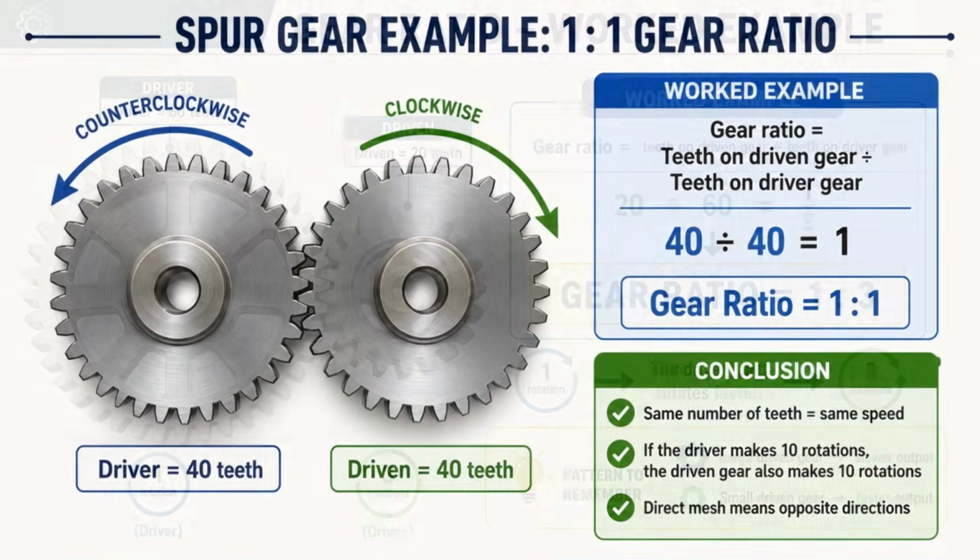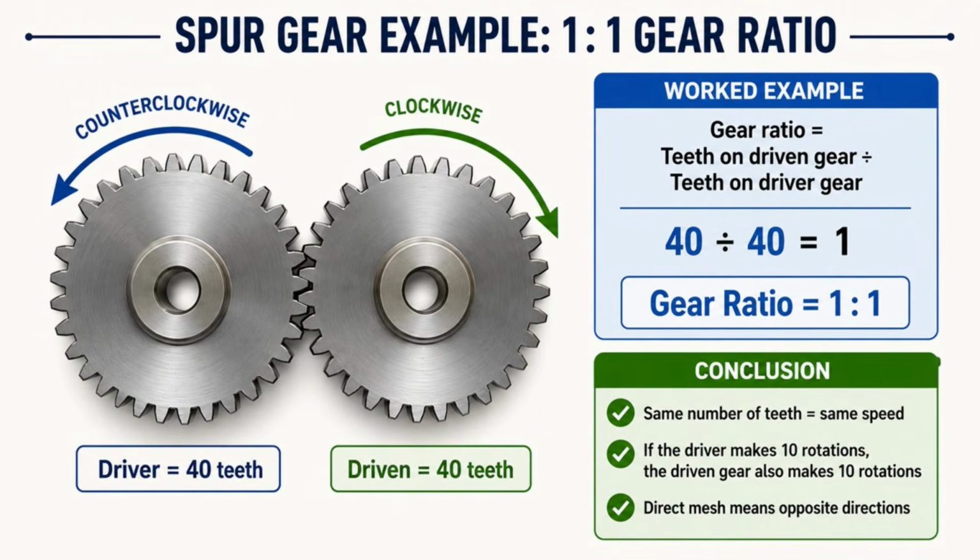What if both gears have the same number of teeth? Suppose driver gear has 40 teeth and driven gear has 40 teeth. Gear ratio equals 40 divided by 40. That equals 1. Therefore, gear ratio equals 1 to 1. The 2 gears rotate at the same speed. If the driver makes 10 rotations, the driven gear also makes 10 rotations. Because they mesh directly, they still rotate in opposite directions.